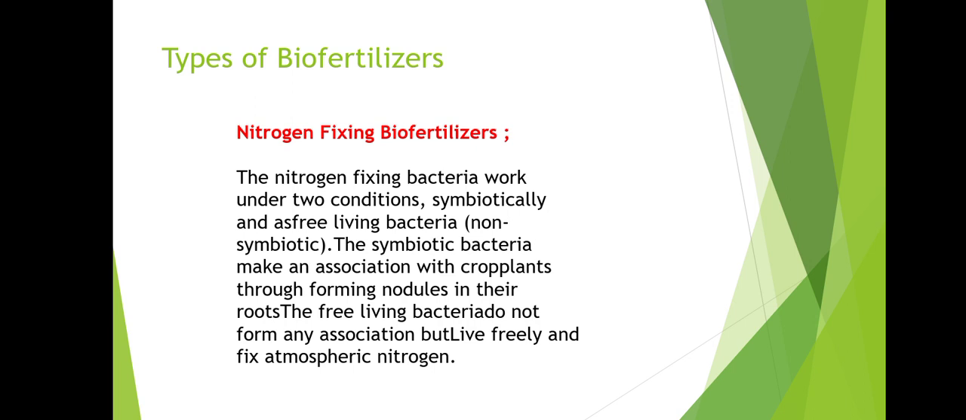Then, types of biofertilizer. Nitrogen fixing biofertilizer. Nitrogen fixing bacteria work under two conditions: symbiotically, and as free living bacteria, non symbiotic. The symbiotic bacteria make an association with the crop plant by forming nodules in their roots. The free living bacteria do not form any association but live freely and fix atmospheric nitrogen.